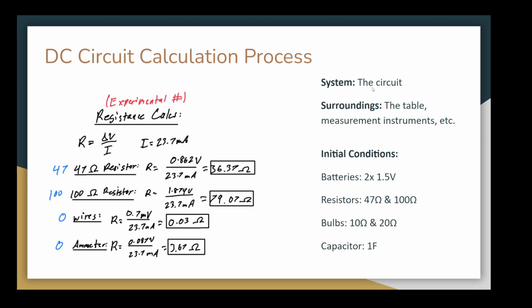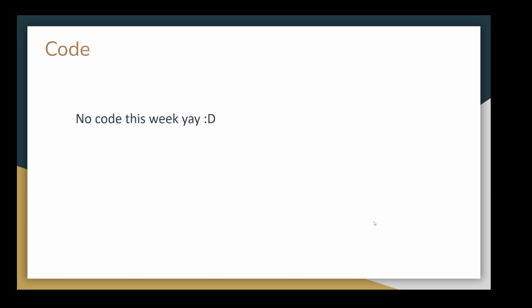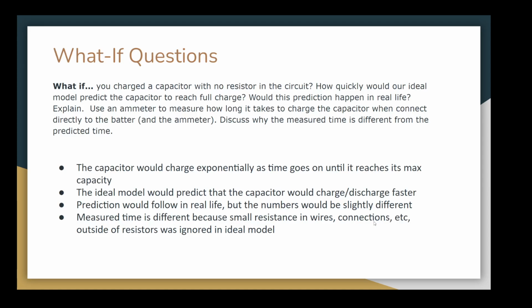Initial conditions: two 1.5 volt batteries, 47 ohm and 100 ohm resistors, and 10 ohm and 20 ohm bulbs. We get into more bulbs and capacitor stuff later. No code this week. Super happy about that.